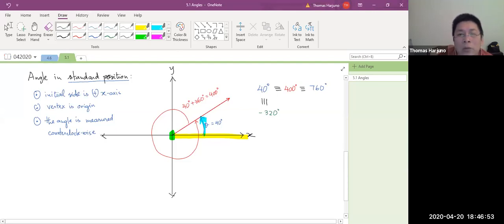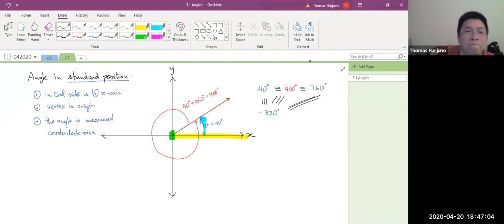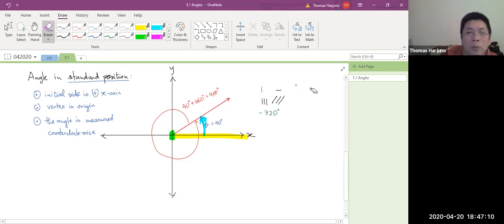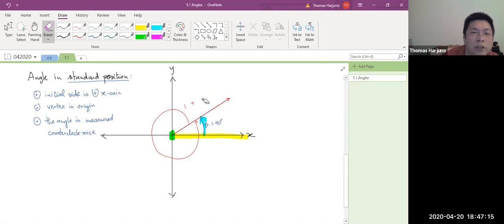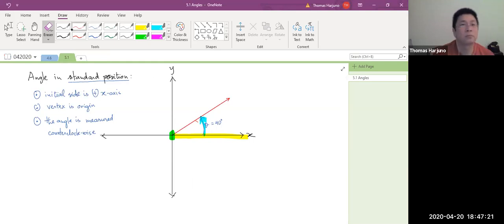Why? Because they have the same initial side, common vertex, and common terminal sides. Okay, that's a little review on our word coterminal. Now, some further definitions, the types of angles.